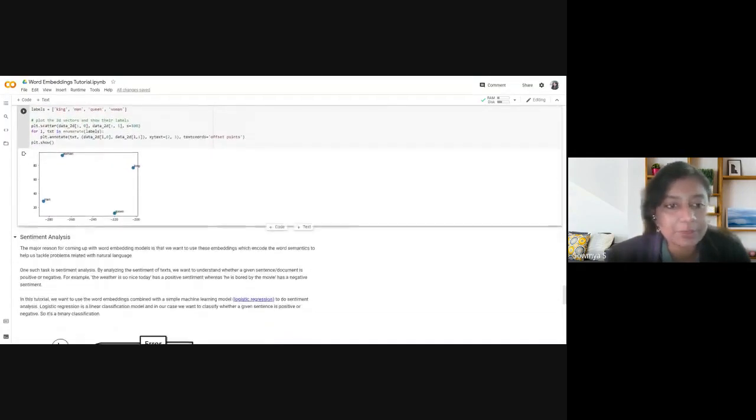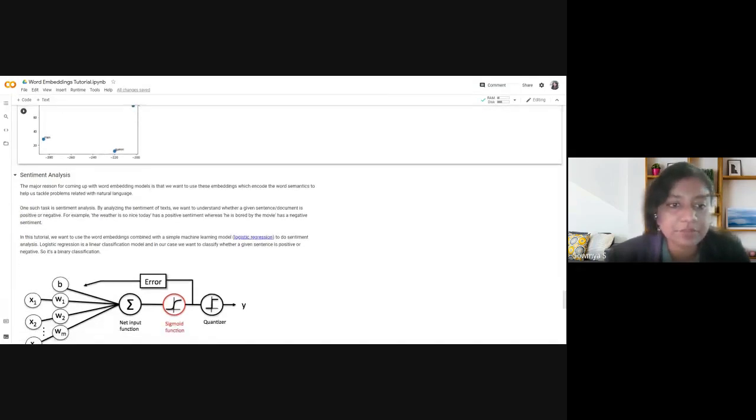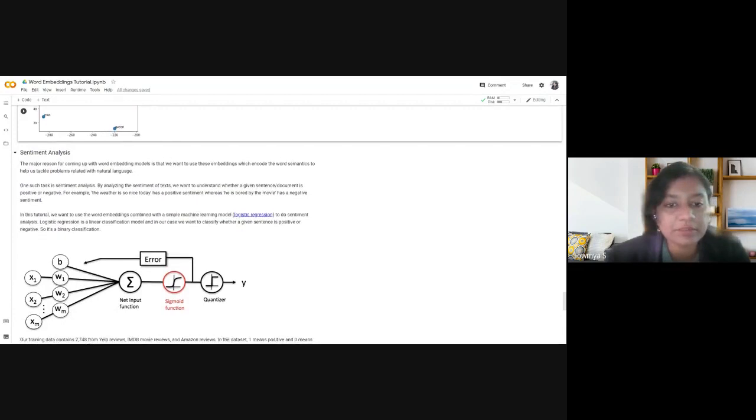So now we come to an extrinsic evaluation where I use sentiment analysis to describe the power of word vectors. So here what we're going to do is we're going to use a logistic regression to do sentiment analysis, and we just have 0 or 1 sentiment.